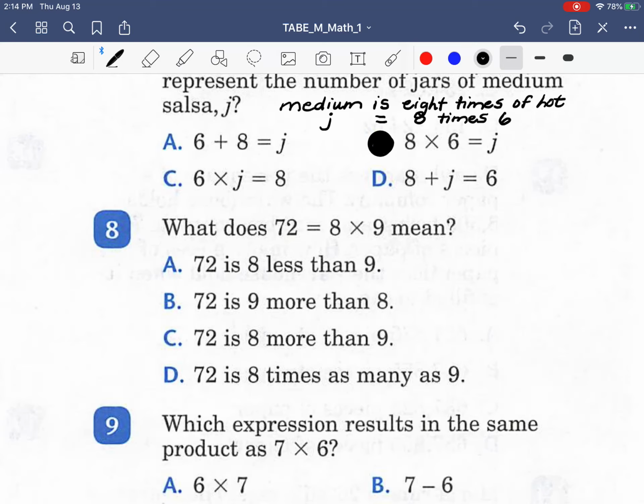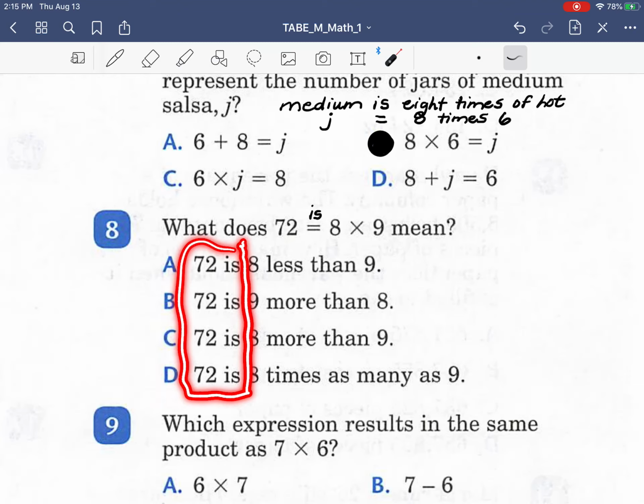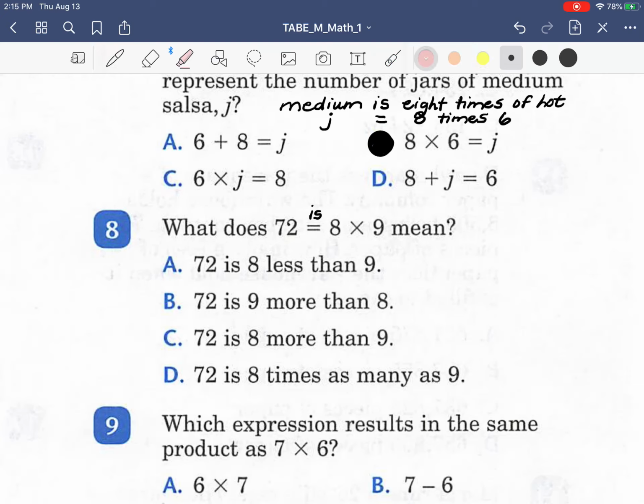What does 72 equals 8 times 9 mean? Well, remember my equal sign is the "is", so 72 is, but you notice that all of them have that. All of them have 72 is, so that's not going to help me. Here's the difference. Less than, more than, times. A is talking about subtraction. B and C are talking about addition. D is the one that's talking about multiplying. So that's the one that has to match.